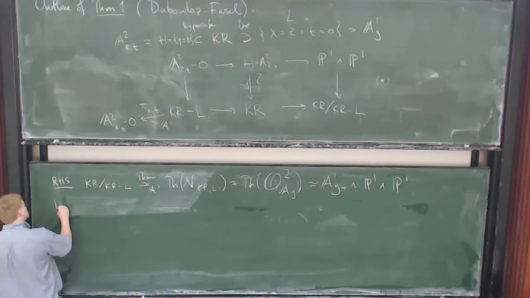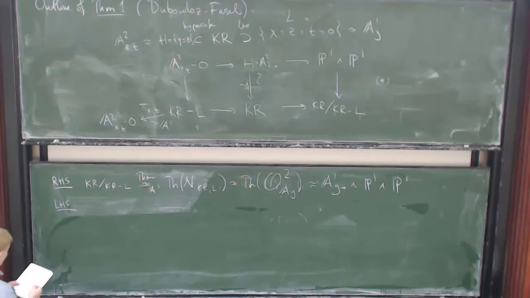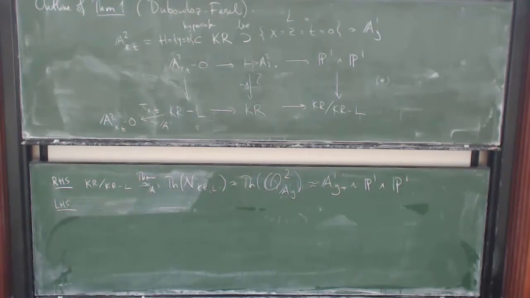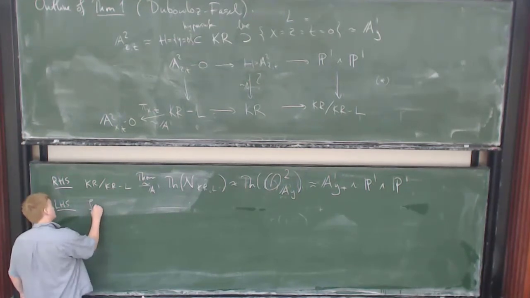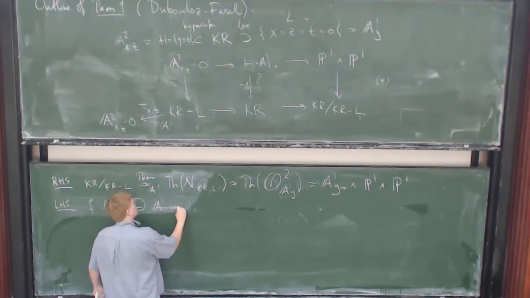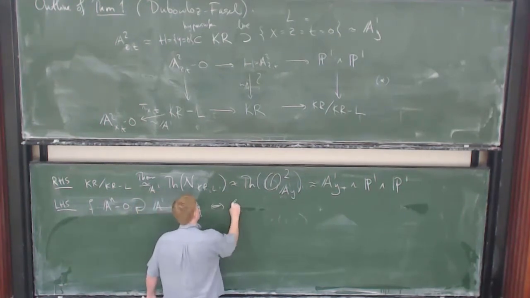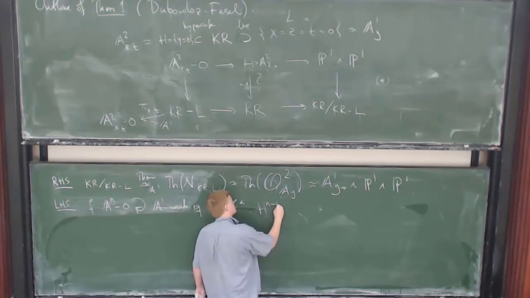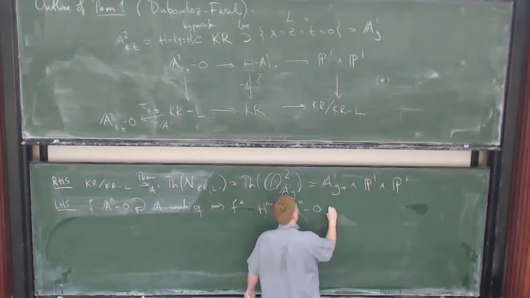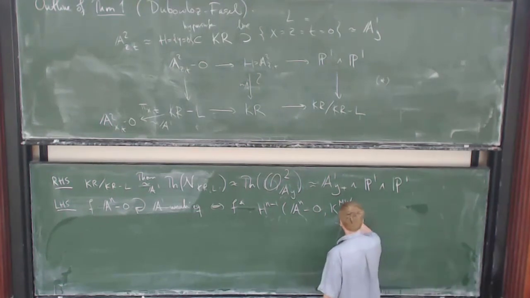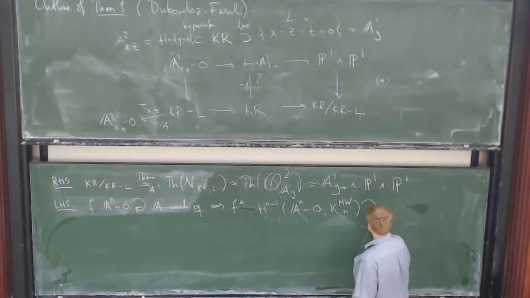Now on the left-hand side, because of this identification of the complement of L in KR with A2 minus 0, we use the fact that if you have a map f from A^n minus 0 to itself, then this is an A1 weak equivalence if and only if the induced map f star in cohomology, say in H^(n-1) cohomology of A^n minus 0 with coefficients in the Milnor-Witt K-theory sheaf in degree n, is an isomorphism.